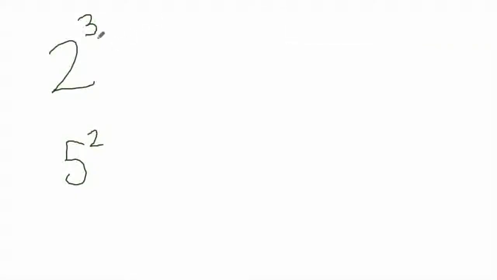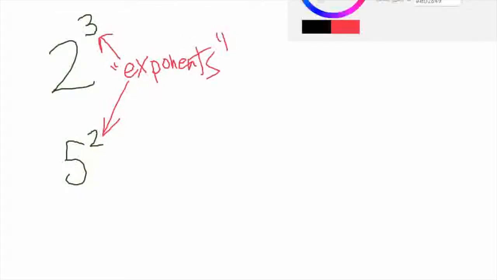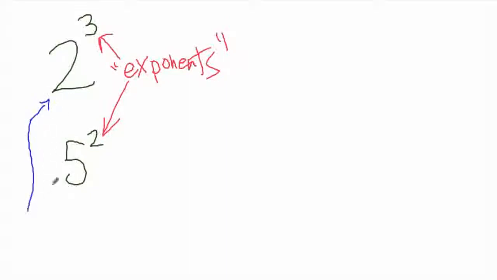When you see a little number floating on the upper right of a number like that, these little numbers are called exponents. And the big number that the exponent is hovering above, so the 2 and the 5, those are called bases. You have exponents hovering above bases. And so there's the nomenclature, and this really is nothing more profound than an abbreviation. If you understand multiplication, you understand exponents.